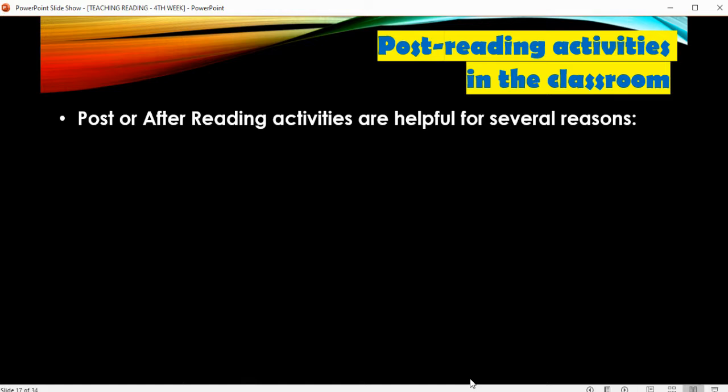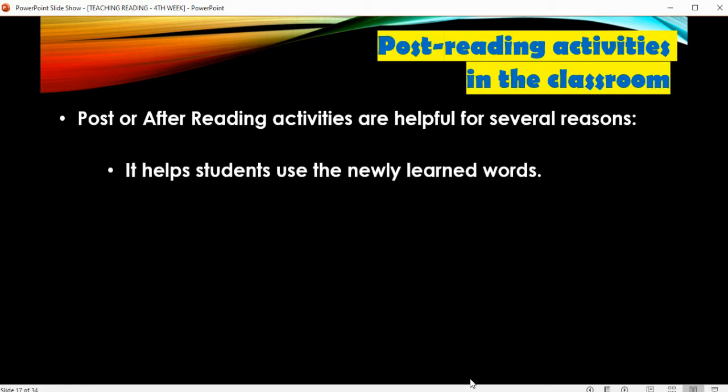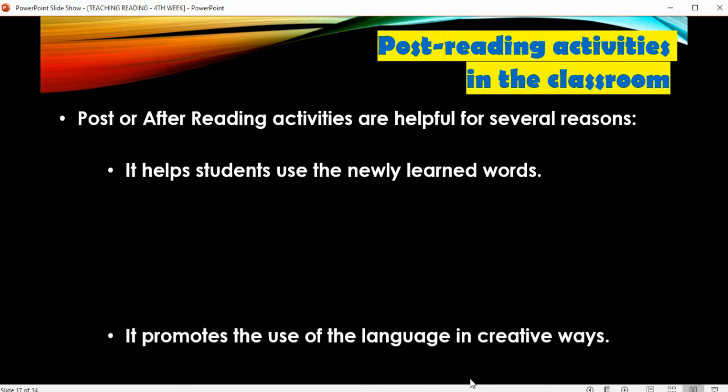Post or after reading activities are helpful for several reasons. It helps the students use the newly learned words, because the students are going to acquire some new words. Now, on this stage, they have the opportunity to use these newly learned words.